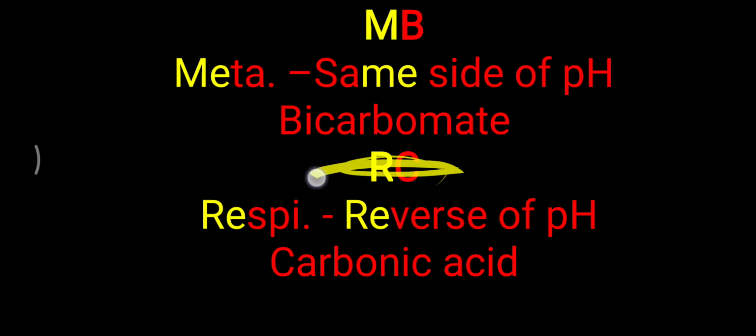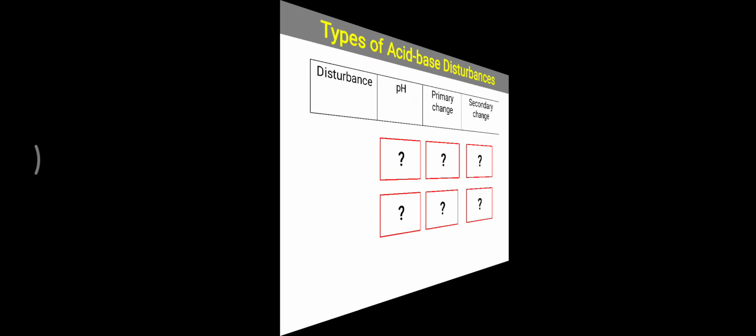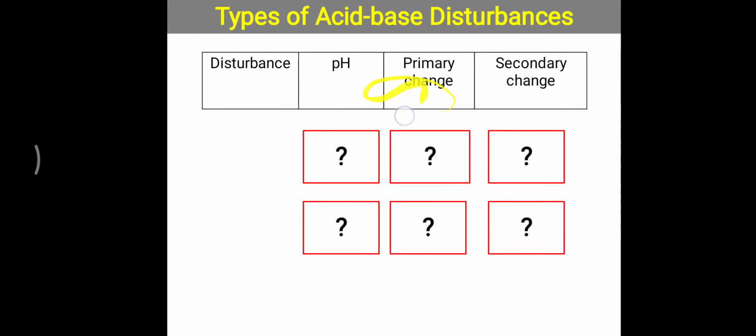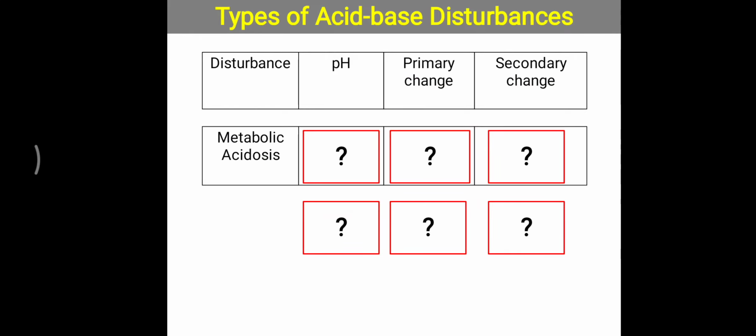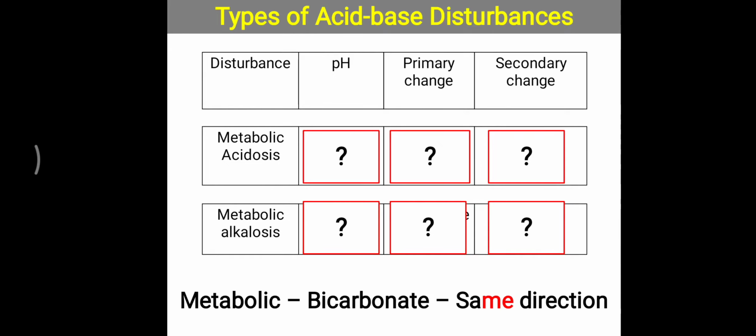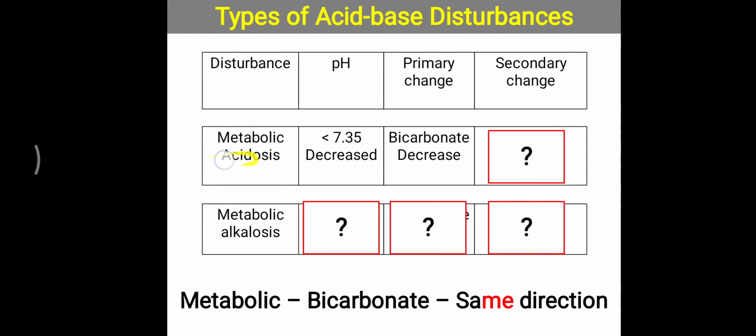Further, RC means respiratory condition. What happens? Carbonic acid is affected. So in a respiratory condition the change will be in the reverse direction of the pH. Further we will look at the primary and secondary changes as per the disturbance. So what happens in metabolic acidosis? The pH is towards the lower side, meaning the pH is decreased. In this lower pH, the primary change, metabolic bicarbonate, goes in the same direction, so the bicarbonate level will be decreased. The secondary change is always in the same direction as the primary change.